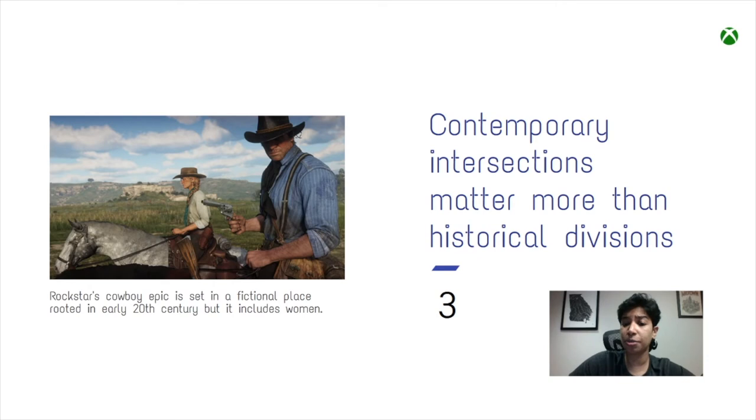The third point is to focus more on contemporary intersections. This example here sets up a fictional place, and they have introduced a fictional aspect of cowgirls there, which are unlikely in the 20th century. And even if they were, it is not a front and center conversation. It's been brought into the story to honor the fact that today there are women gamers, and we want to include them, put them front and center. And centralizing these contemporary intersections matters a lot more than standing on ground with historical divisions. Mind you, this is still in the realm of what we were trying to do, which is to bridge cultures, right?